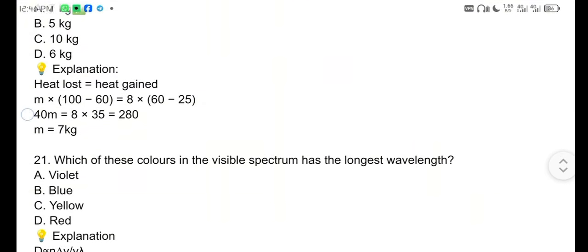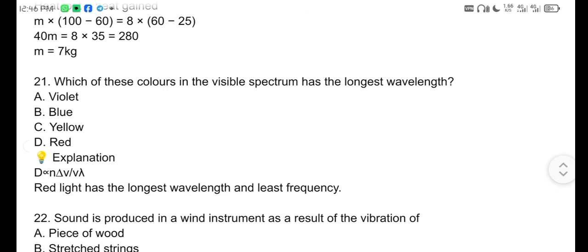Okay. So for 21, which of these colors in the visible spectrum has the longest wavelength? I'll be using this 21 to also explain the other question we did earlier. So if you follow closely, you'll be able to understand what this is all about.